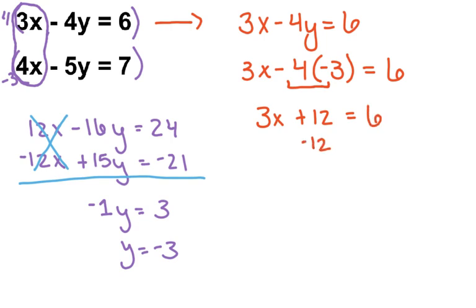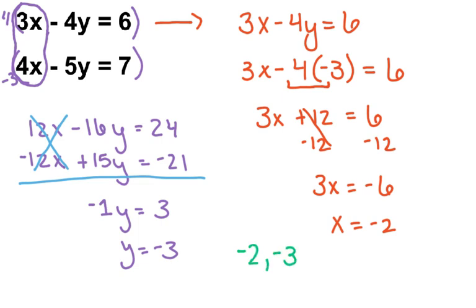We subtract 12 on both sides. We get a negative 6. So x is going to be negative 2, because negative 6 divided by 3 is negative 2. So our coordinate here is negative 2, comma, negative 3. Make sure you are writing it x and then y.